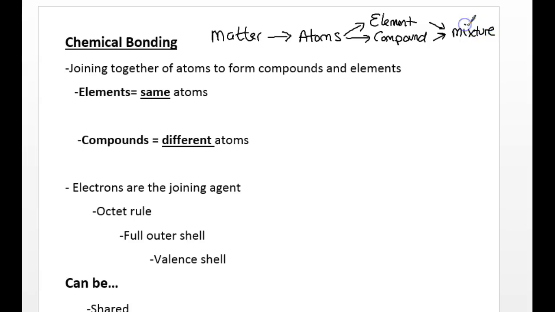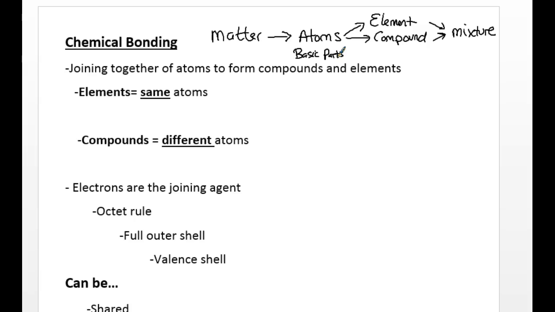And you should go back and review these in your notes if you're not sure exactly what they are. I might touch on them today, but I'm not positive I'll spend a lot of time on it. But chemical bonding is the joining together of atoms to form these compounds and these elements. So we have this basic part, right? That's an atom. And we then join these basic parts and we get elements and compounds. And then we join those elements and compounds and we get a mixture.